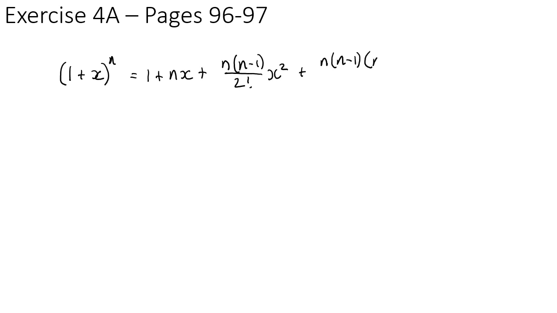Right, you should now be able to do exercise 4A on pages 96 to 97 of the textbook. And what I'll do, I'll just write down the expansion here just for reference. So 1 plus nx, this is when you're doing the expansion of (1 plus x) to the n. 1 plus nx plus n times n minus 1 over 2 factorial x squared plus n times n minus 1 times n minus 2 over 3 factorial x cubed, and so on.